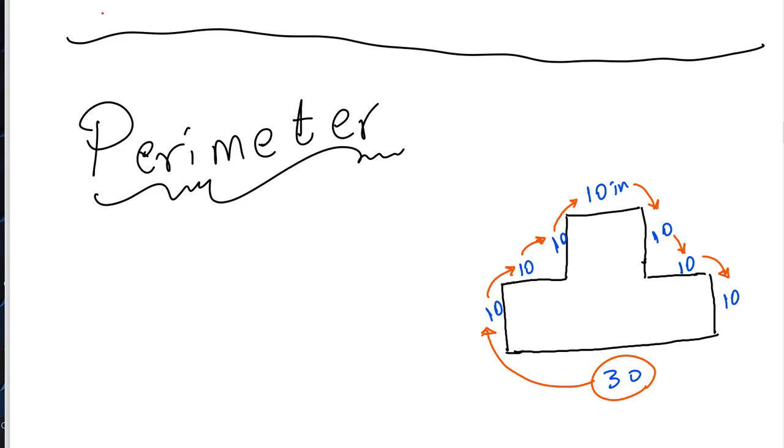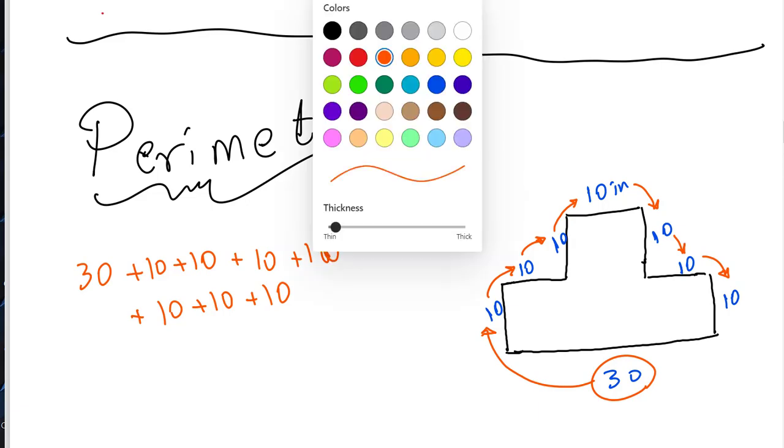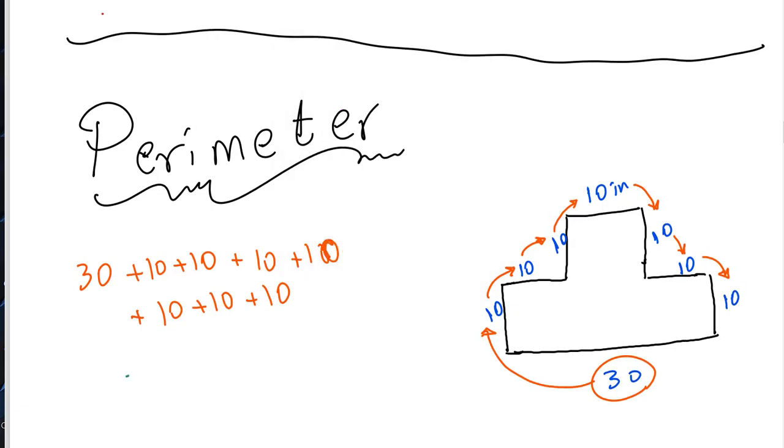So we add the numbers, so it's 30 plus 10 plus 10, how many tens? One, two, three, four, five, six, seven. So the answer is 30, and we use the same unit used here. It's inches. So 30 inches. This is the perimeter. That's what we mean by the perimeter.